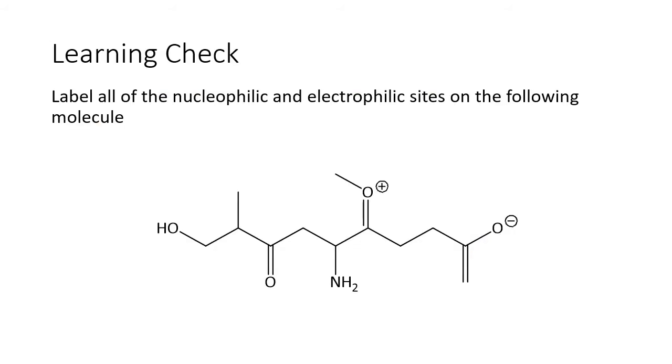Let's practice labeling the nucleophilic and electrophilic sites on this molecule here. So let's first start with the nucleophilic sites. We'll use red for those. A nucleophile is a species that is electron rich and is attracted to a nucleus essentially. And so we are looking for lone pairs of electrons.